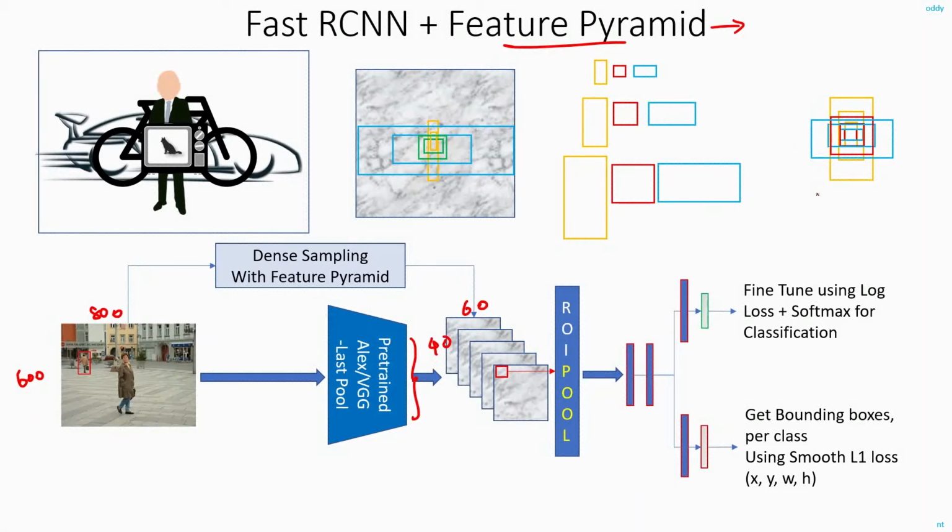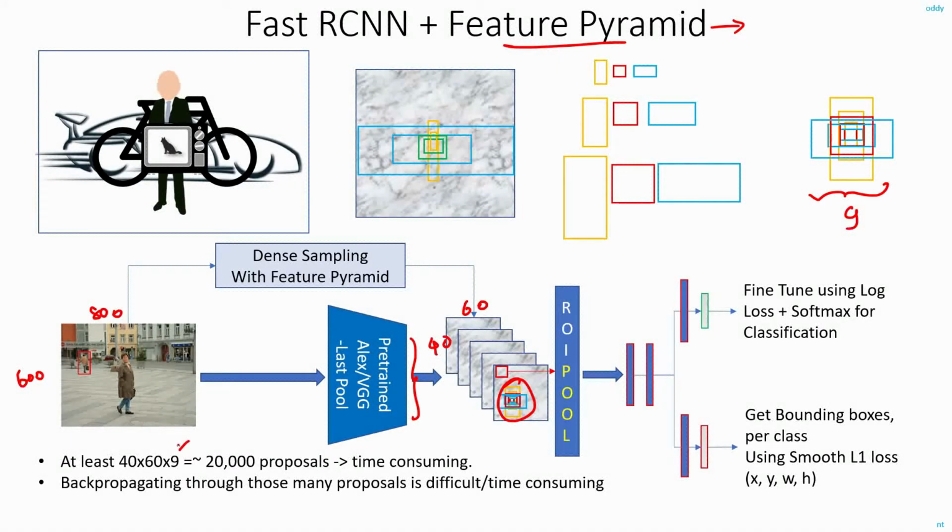And here we are using 9 different sliding window boxes. That is sliding windows of different sizes. We are using 9 different sizes. The same thing is shown here. So now what happens is, at every location in the feature map, I'll be doing the classification and bounding box regression 9 different times. So in total, I'll end up having 20,000 proposals. So this is very time consuming.